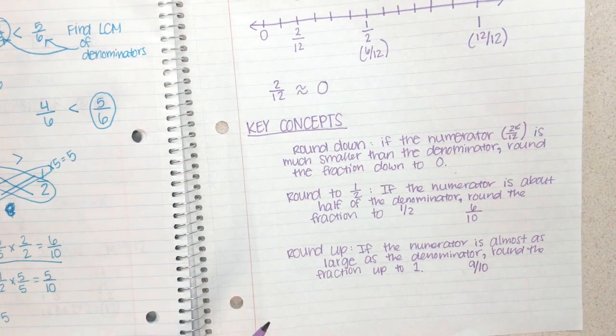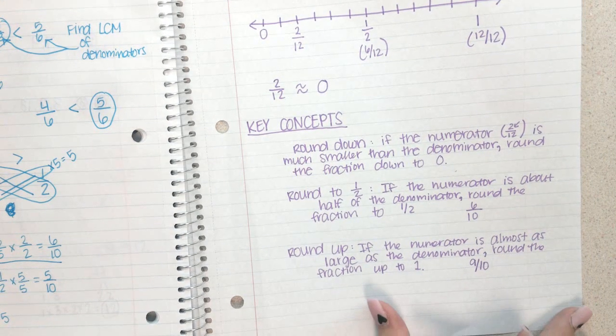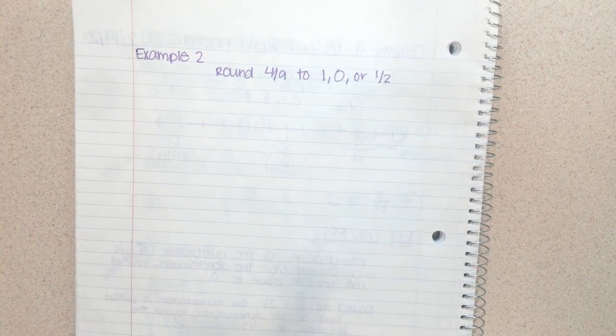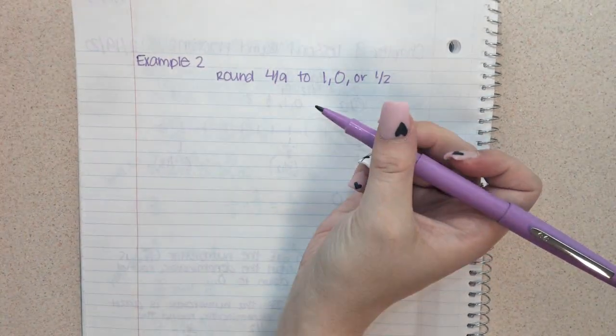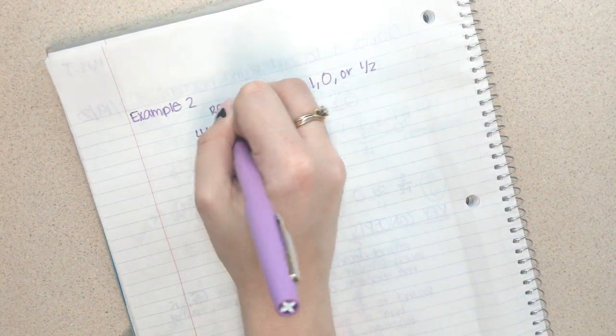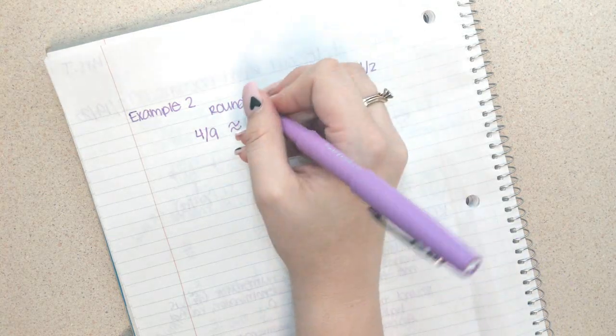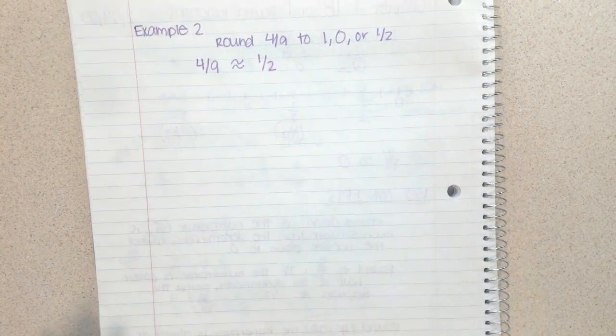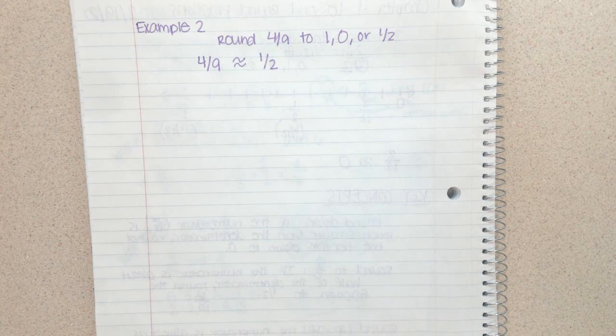What about round to 1/2? It says if the numerator is about half of the denominator. Half of 9 is 4.5. So 4 is pretty close to 4.5. So we're going to go ahead and just say that 4/9 rounds to 1/2.